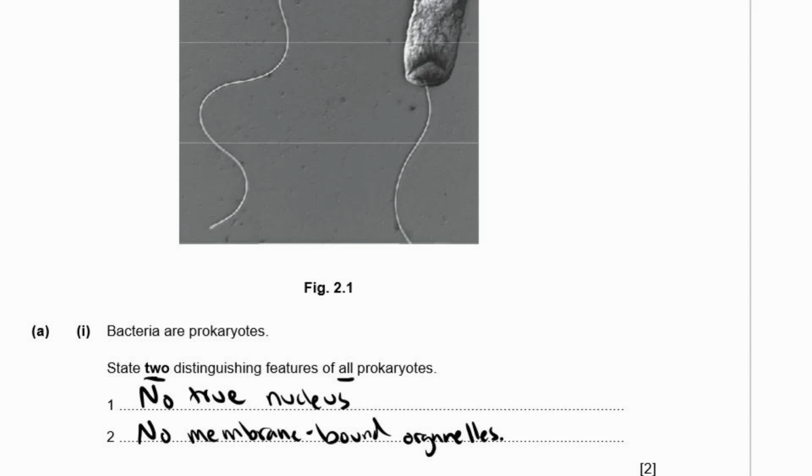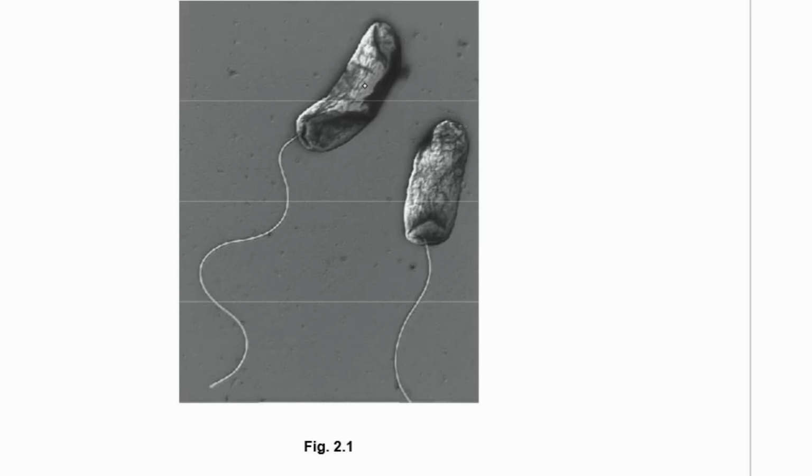Now, one thing you can't say that is very tempting from this picture, the flagellum is a very obvious feature of these bacteria. Well, flagella aren't in all prokaryotes. They're in some prokaryotes. And capsules, many prokaryotes have capsules, but many don't. Pili, many have them, many don't. Cilia, same thing. So you can only choose things that are in all prokaryotes.